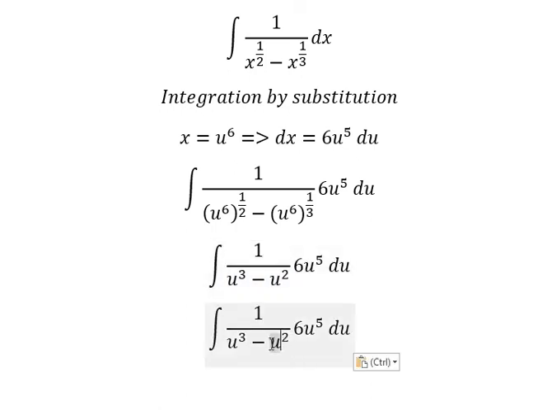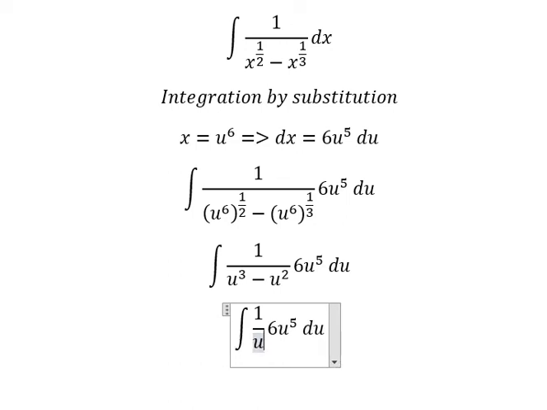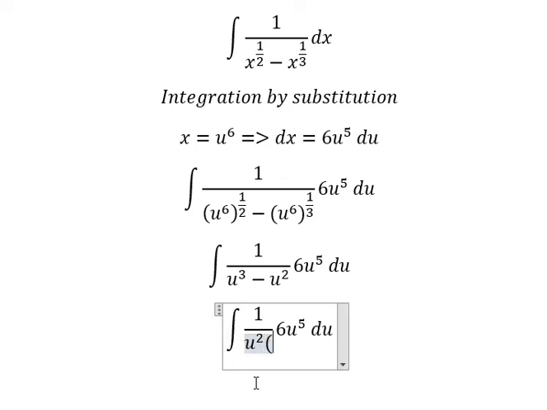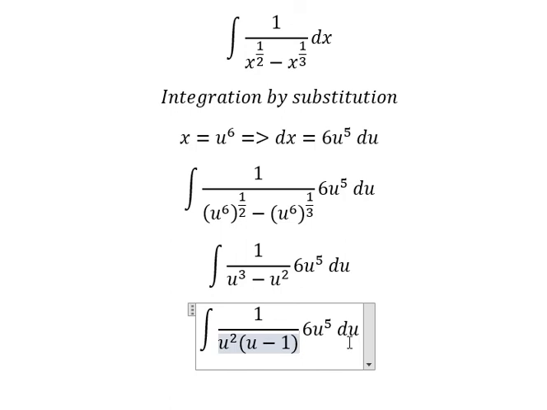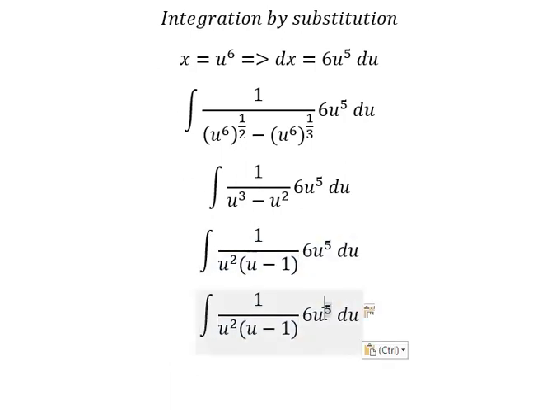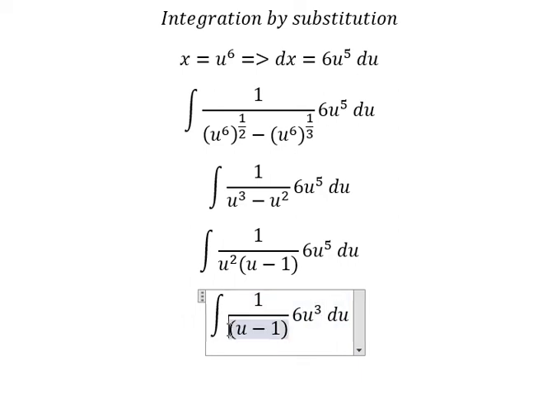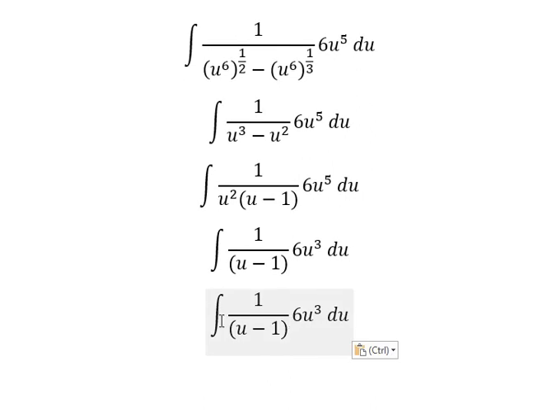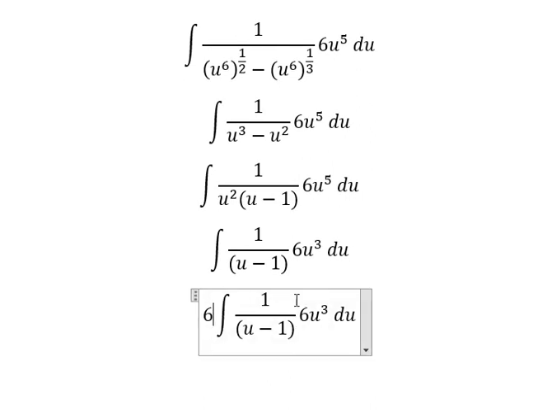So this one we can do factorization by u square. Later that, we simplify by u square. And now number 6 I will put in here. U to the power of 3 I will put in here.